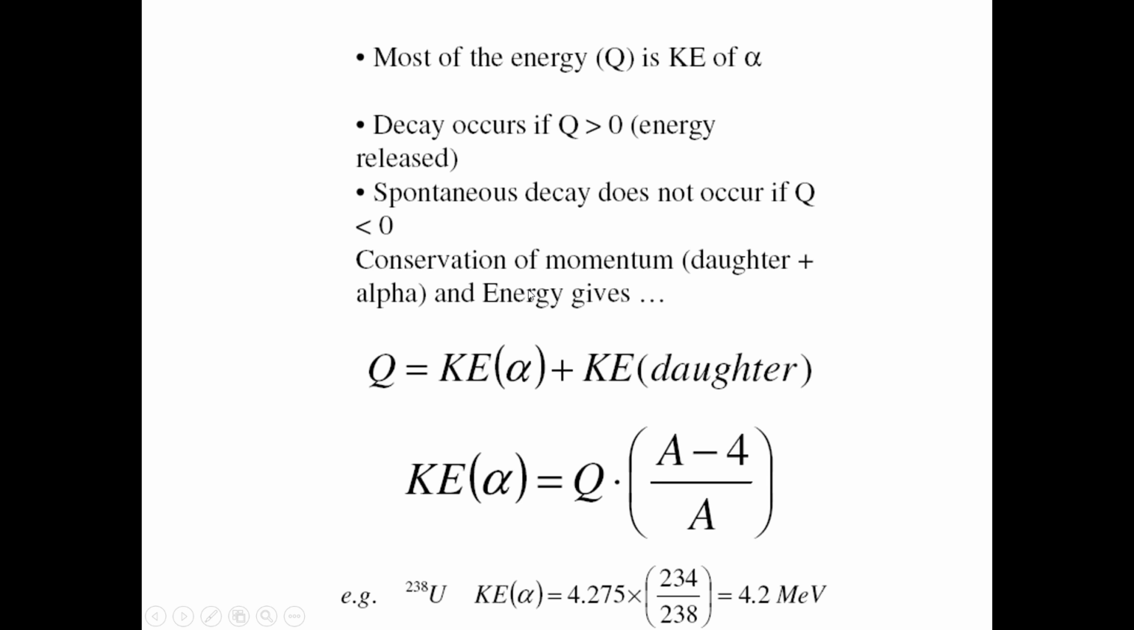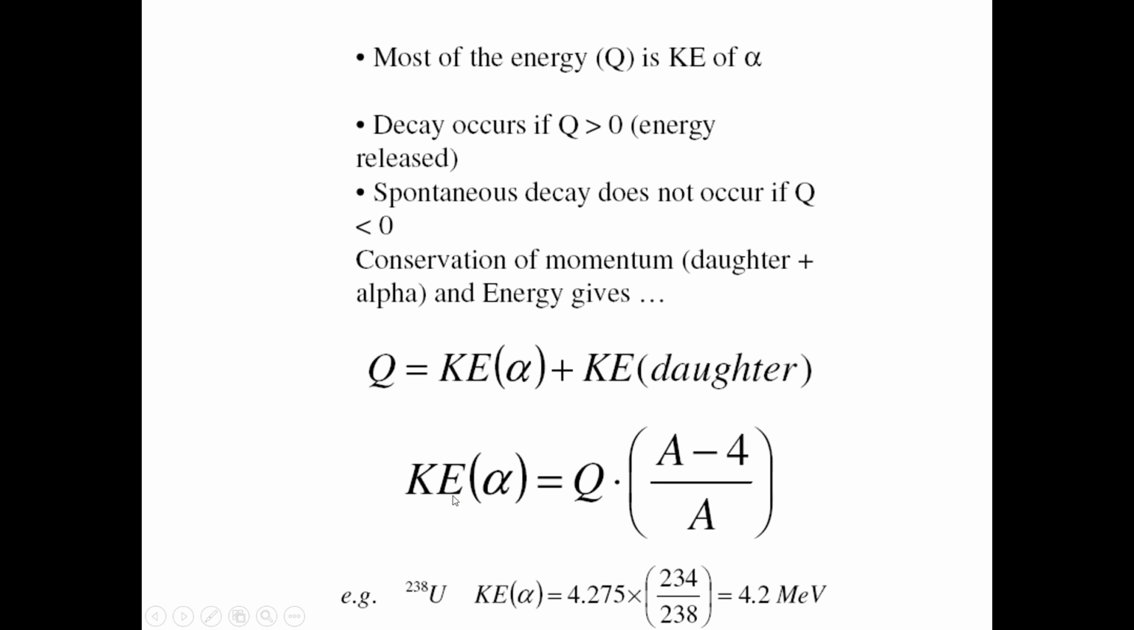So, conservation of energy and conservation of momentum: the daughter nucleus plus the alpha particle and energy give us this particular value, that is, Q is equal to the kinetic energy of the alpha particle plus the kinetic energy of the daughter nucleus. From these equations we can calculate the kinetic energy. Just rearrange them, and we have the kinetic energy of the alpha particle equal to Q times (A minus 4) divided by A.